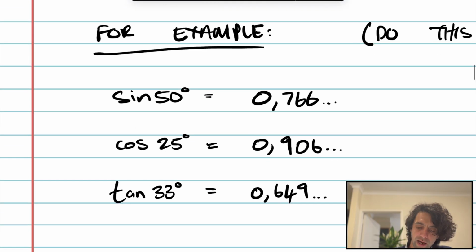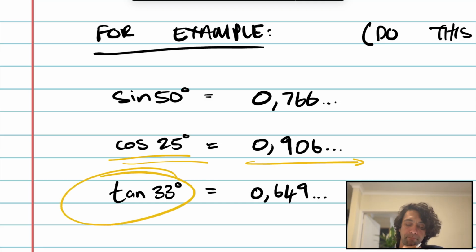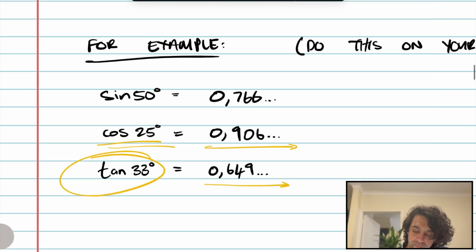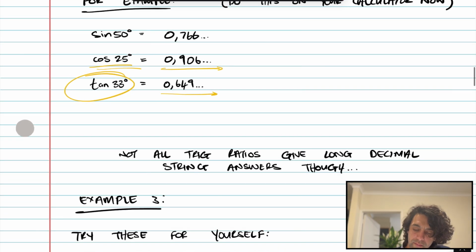Okay. Try cos of 25. So type in on your calculator cos 25, make sure that all your brackets are closed and see what pops up on that side. And then last but not least, try tan of 33 and see what number crops up on that side. And we should get 0,649, blah, blah, blah. Okay? It should be noted that not all trig ratios are long decimal strings of answers, okay? Sometimes they are nice and neat and tidy.